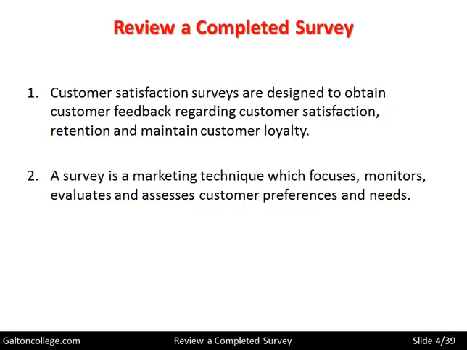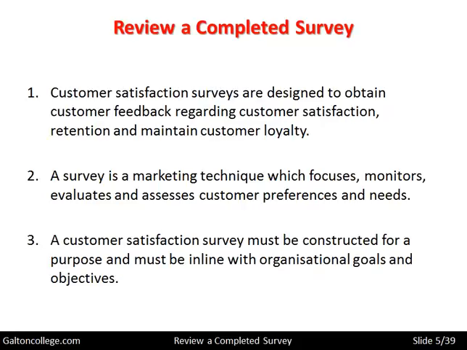So it's a way of getting information from the customers which enables the business to make more precise decisions regarding its practices and regarding the marketing and production of the product, and make sure that the product is suitable to meet customers' needs.